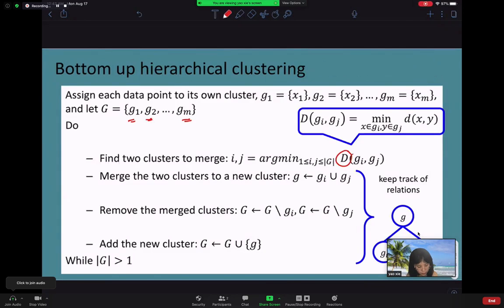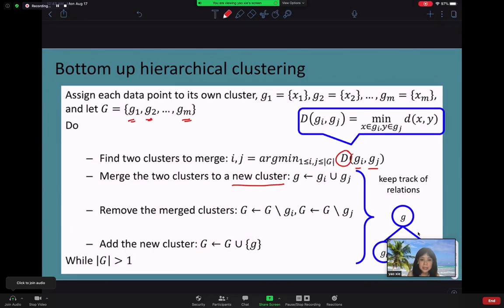Given this D, we find the two clusters that are closest to each other, meaning with the smallest D, and then combine them. Okay, and so once you find the Gi and the Gj that are closest to each other, we're going to merge them into a cluster. And then what is the definition of D? If you have only one data point, then it's pretty easy to define the D between two clusters. That's going to be the D applied on each of the data points, Gi and Gj.